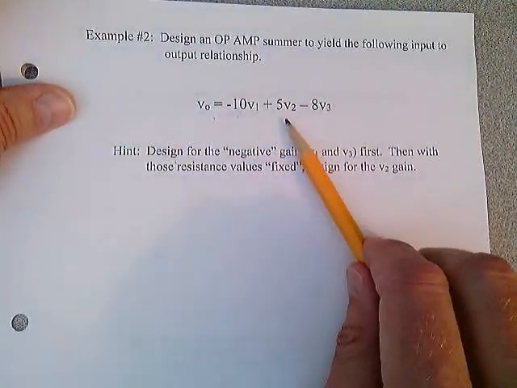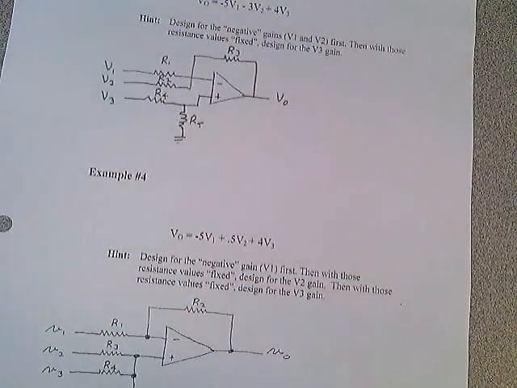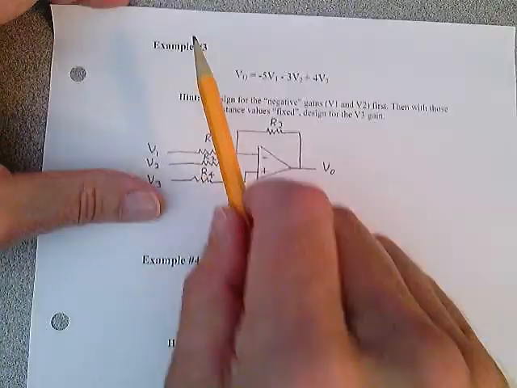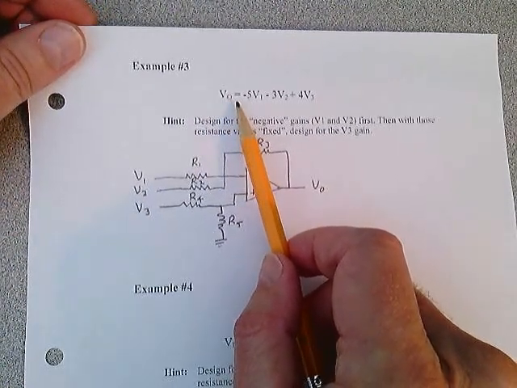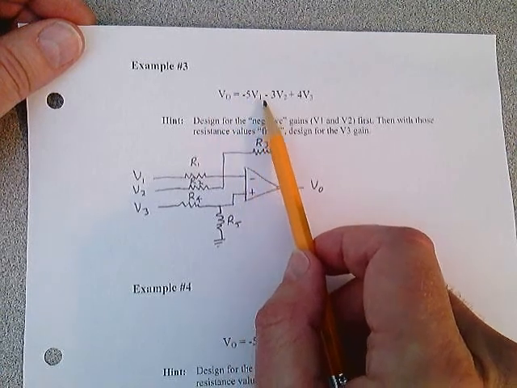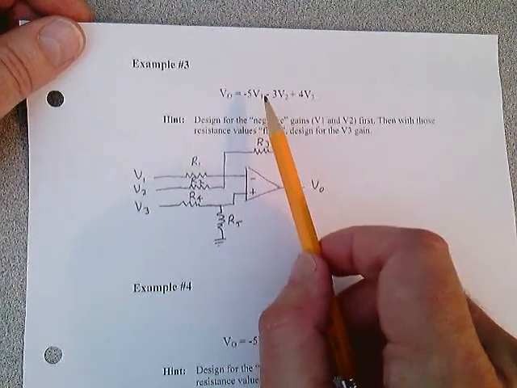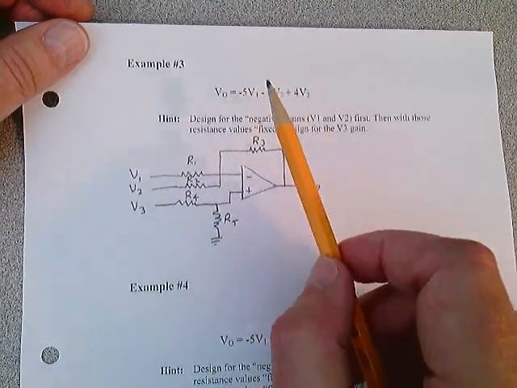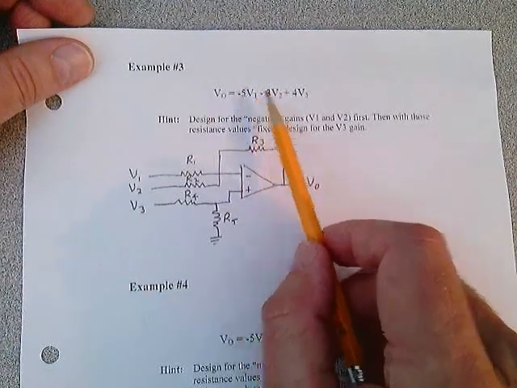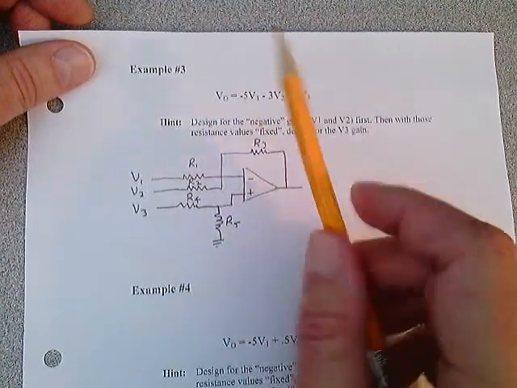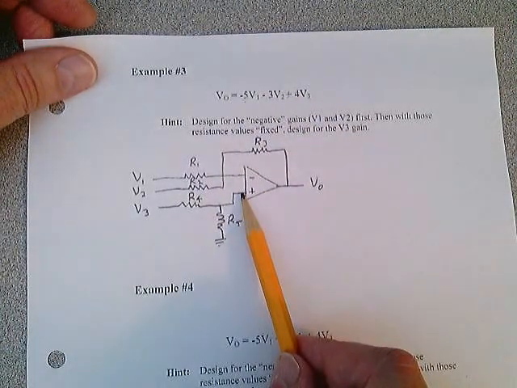Before you tear into this, which I left space for you to do down here, I think you ought to look at page number 84 because that might help a little bit. Example 3, here's an output expression that we want to design a circuit for. V out is equal to minus 5V1 minus 3V2 plus 4V3. Notice it's similar to what we had in the previous example 2, where 2 of the gains were minus and 1 is positive. The minus gains feed into the minus input and the plus gains feed into the plus input.